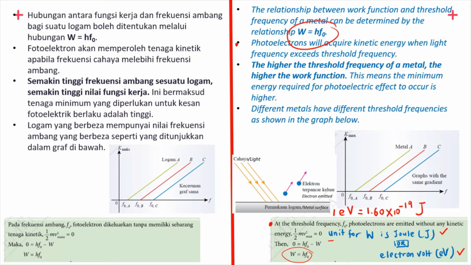The photoelectrons will acquire kinetic energy when light frequency exceeds the threshold frequency. The higher the threshold frequency of a metal, the higher the work function. This means that the minimum energy required for the photoelectric effect to occur is also higher. Different metals have different threshold frequencies, as shown in the graph below. For this graph, all the graphs have the same gradient.